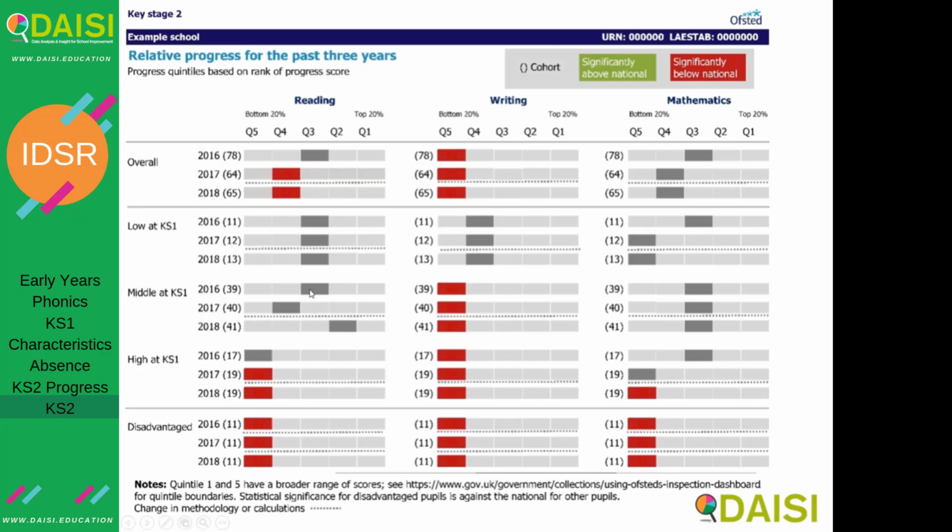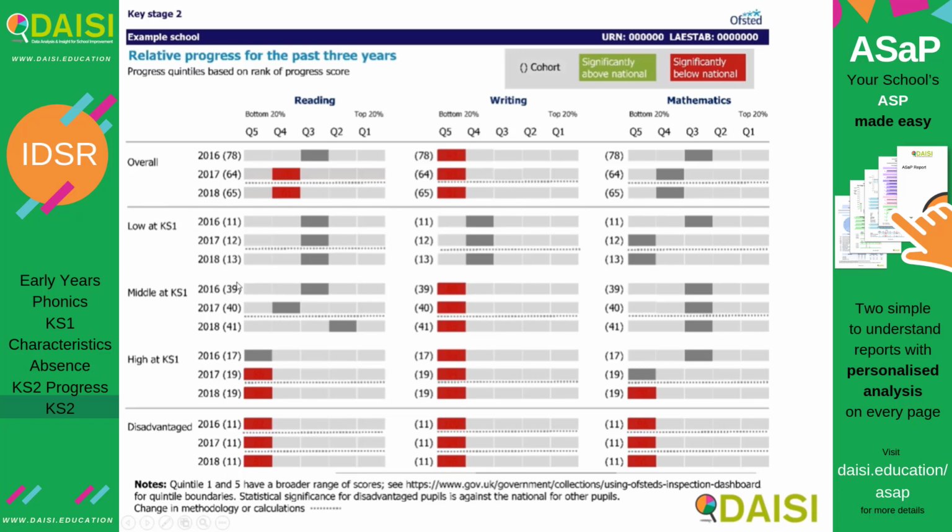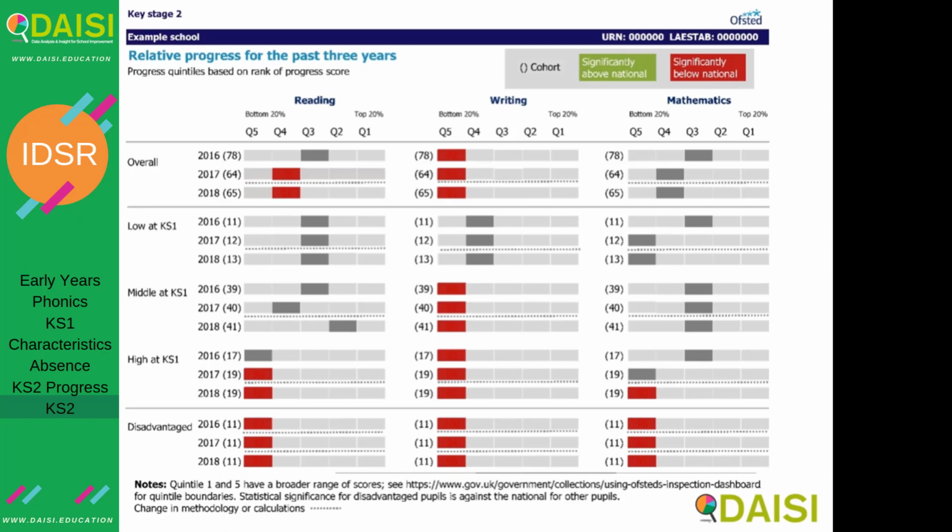So here we have your middle prior attainers, 39 of them. They were in the 3rd quintile, they've gone down to the 4th quintile. Now, this could mean that they had gone down by 1 percentile. They've gone from being in the top 60% of schools to the top 61%. Or alternatively, it could mean that they have moved 39 percentiles. They could have gone from the top 41% of schools to the top 80% of schools. Unfortunately, such an analysis is no longer easy to do in the IDSR.